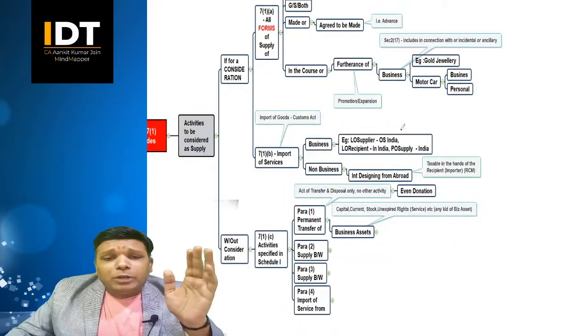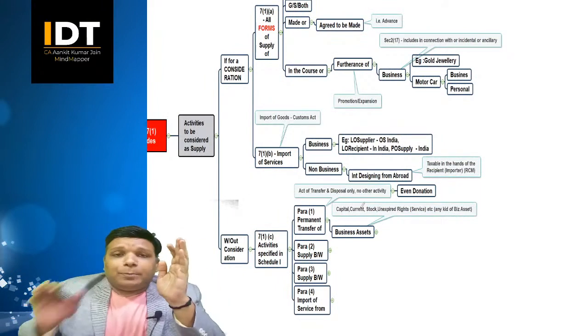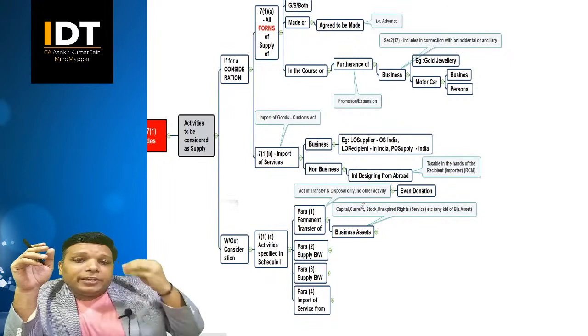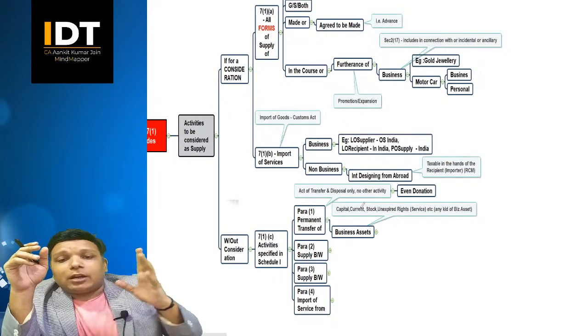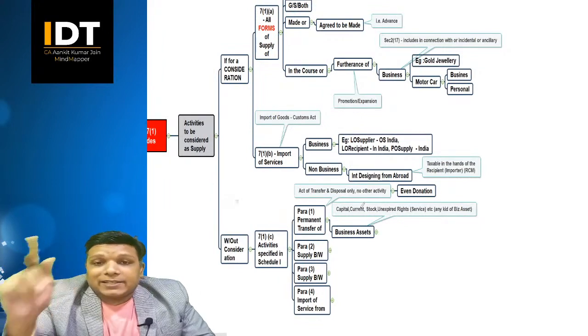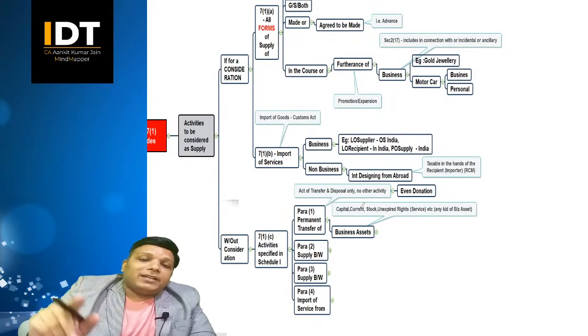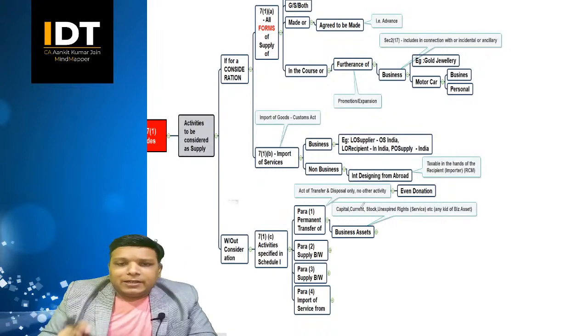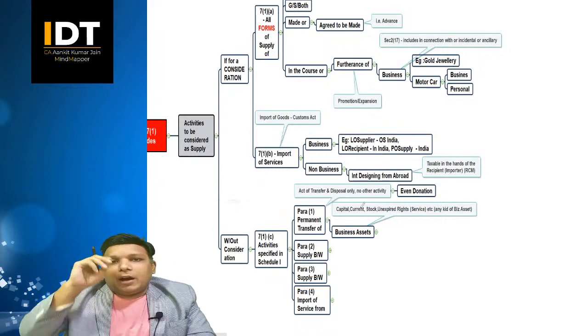Now, what do you mean by business asset, right? So there's a permanent transfer. मैं परमानेंटली डिस्पोज कर रहा हूं, मैं परमानेंटली डोनेट कर रहा हूं, मैं परमानेंटली किसी चीज को ट्रांसफर कर रहा हूं of what? Business asset. Now, when I talk about business asset, it can be my capital asset, capital goods, it can be my current asset, it can be my stock, it can be my unexpired right.